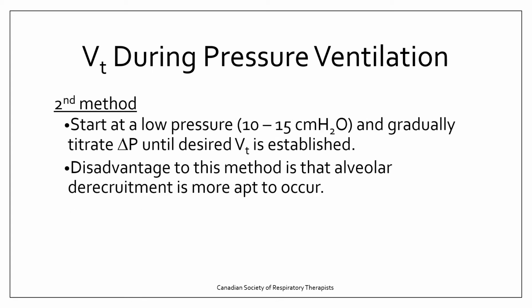There is another method which is a little bit less accurate. Here you would put the patient on pressure control ventilation, start at a lower pressure around 10 to 15 centimeters of water pressure, and then gradually titrate your pressure until you're at the desired tidal volume. There is a bit of a disadvantage to using this method. You may have an increase in alveolar derecruitment, but you can do this initially. It's something that you can do straight away, without having to put your patient into volume control mode first and determining that plateau and PEEP.